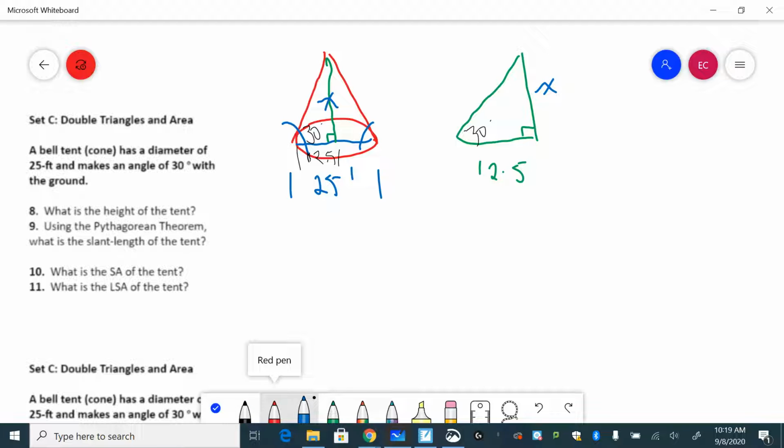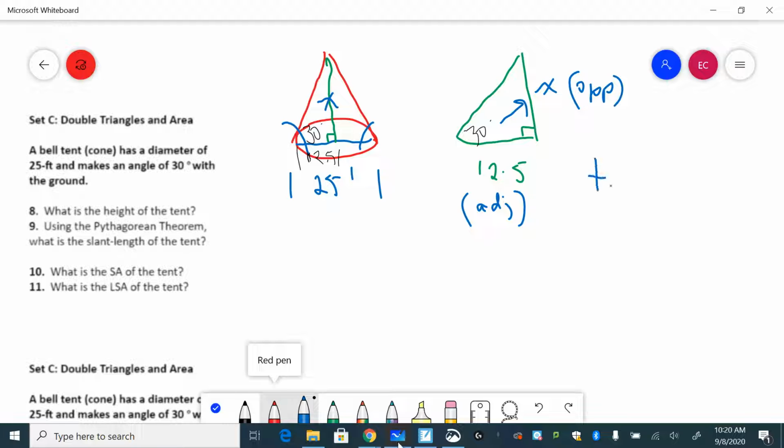So from the 30, across from it is the opposite side length. And then we care about the 12.5. So across from the 90, the slant length would be the hypotenuse. We don't care about that one. So the other one's called the adjacent. So this 12.5 is the adjacent. So we're using opposite with adjacent. So the one that works with that is tangent.